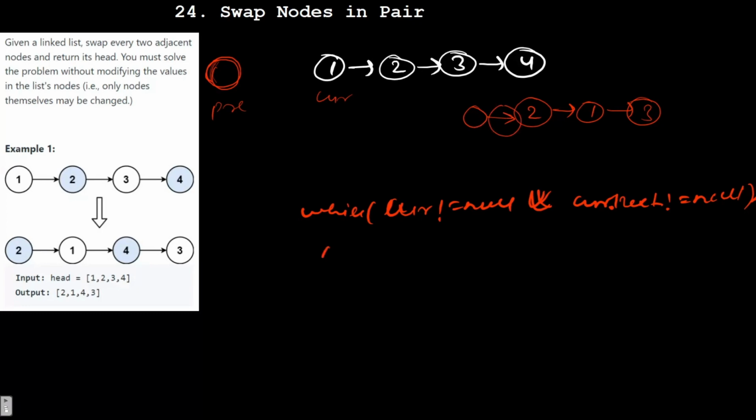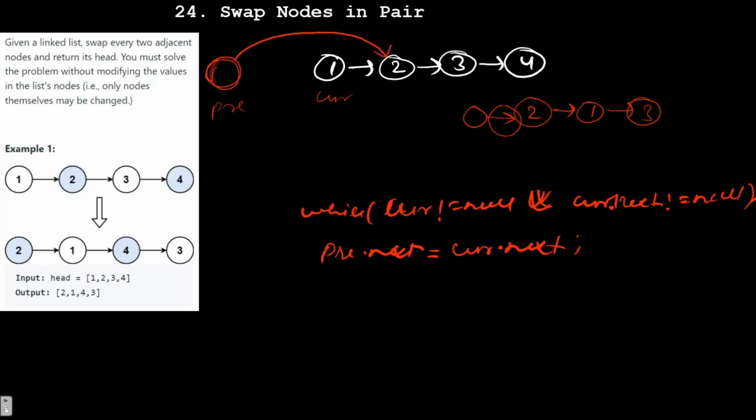So this is the first thing that we want. For that we'll do pre dot next equal to, and we can reach node 2 using current dot next. So current dot next goes to pre dot next. So the first step is done, we have made a connection between these two.